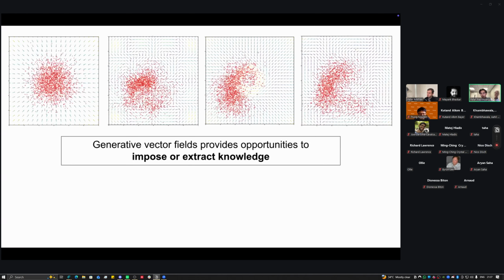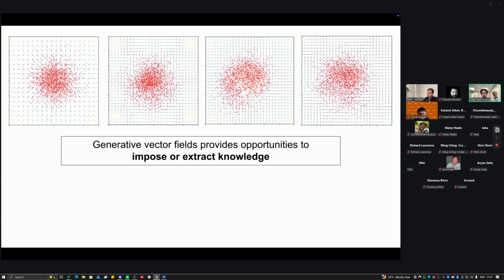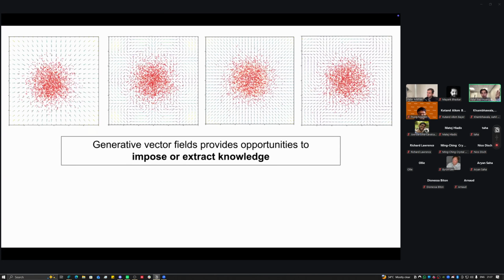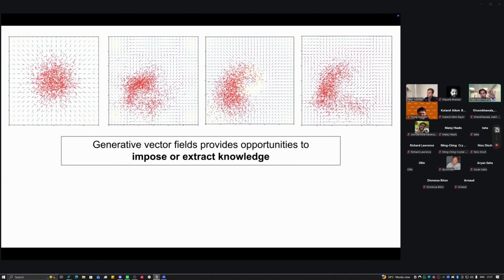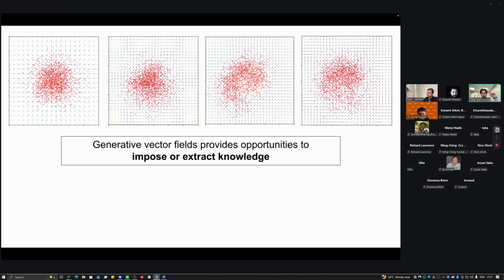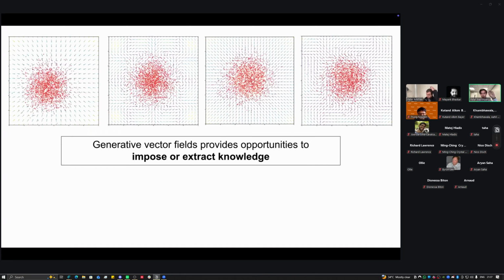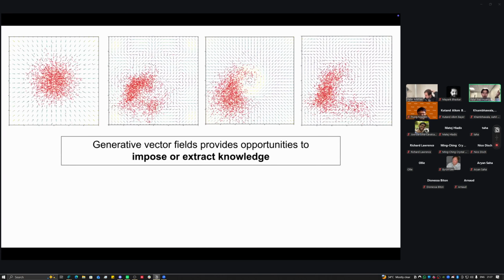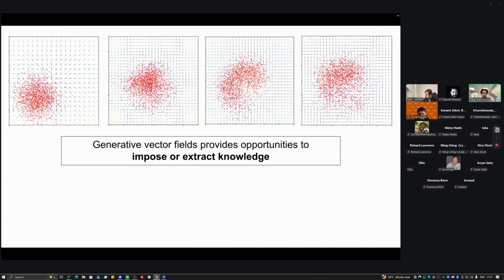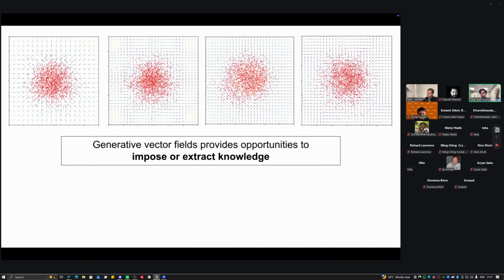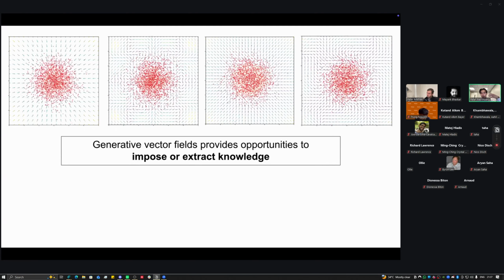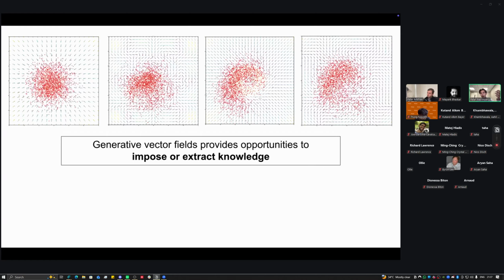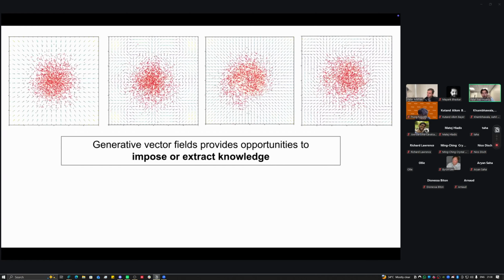But interestingly enough, there are actually many other alternative vector fields that generate data. We call these generative vector fields, which, loosely speaking, means that if we have some stochastic process on top of this vector field, it will eventually converge to our stationary distribution. The interesting thing is that these alternative generative vector fields provide an opportunity to impose or extract some type of structure or prior inductive bias, this knowledge, so to speak.